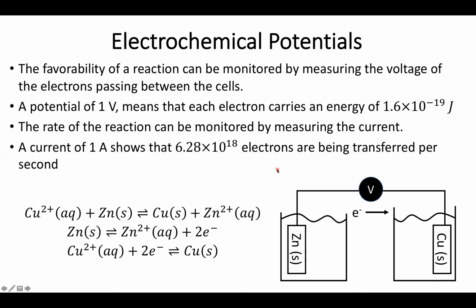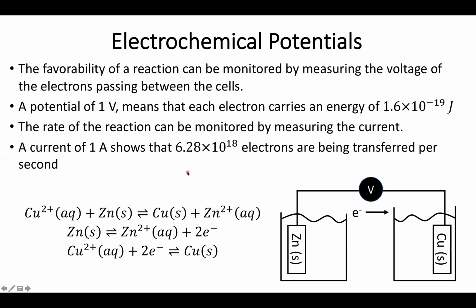So this is a good context for what we're looking at when we're looking at electricity. Voltage measures the amount of energy an electron has. Amps show how many electrons are coming through at any given time. And using this, we can look at the favorability of chemical reactions.